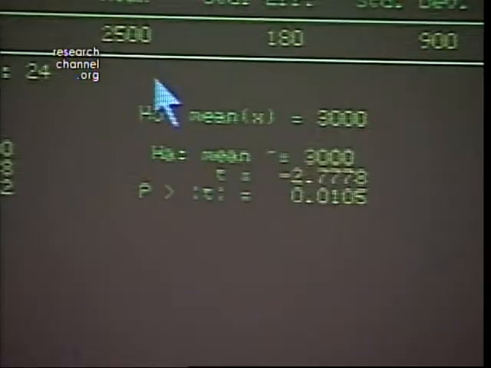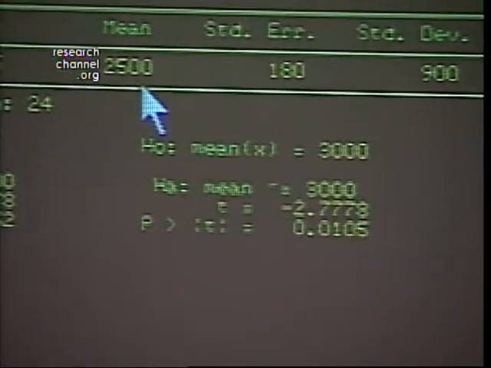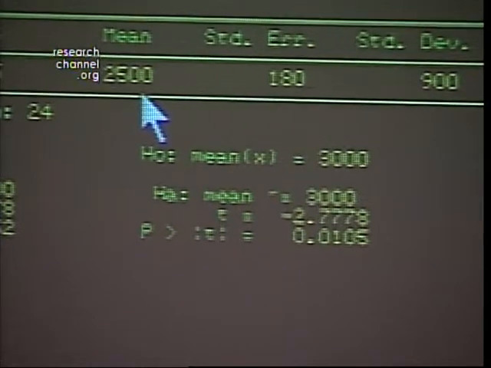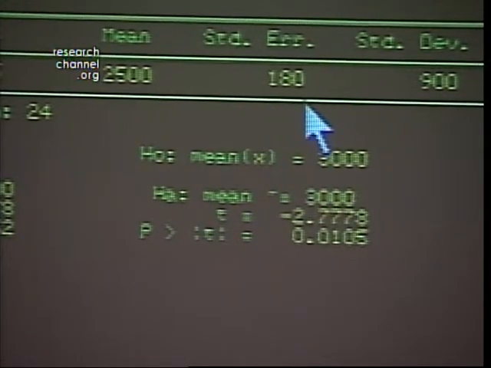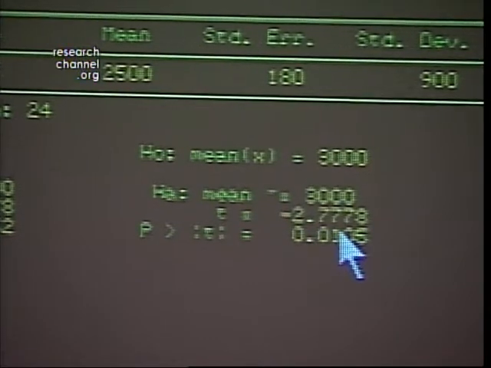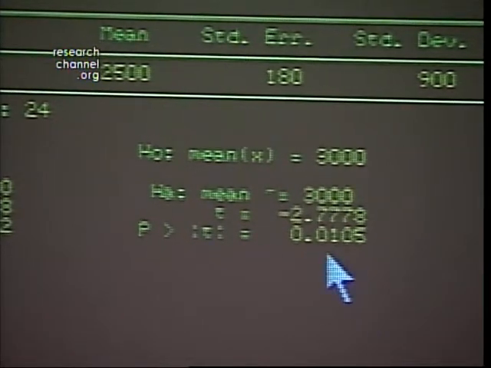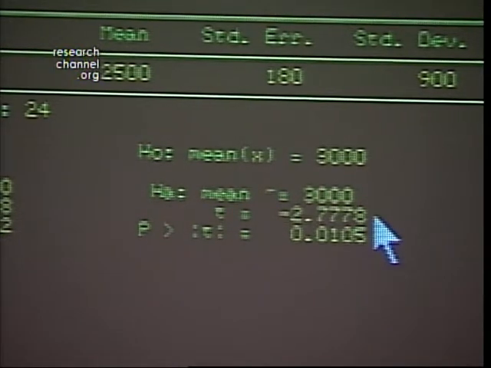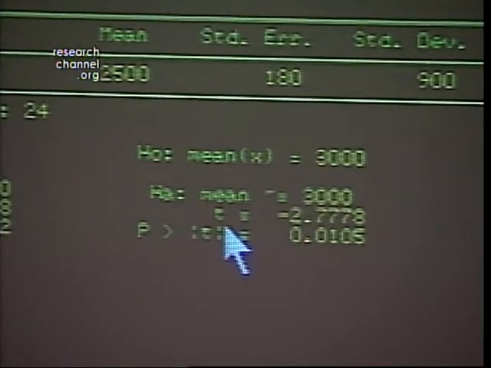The test statistic took the sample statistic, the mean weight of 2,500 grams, minus the hypothesized value of 3,000, divided by the standard error of 180. And if you go back and look at the notes from yesterday, that t statistic was negative 2.78. And if we looked up the p-value in the t-table, we would have seen that the p-value was about 0.011.